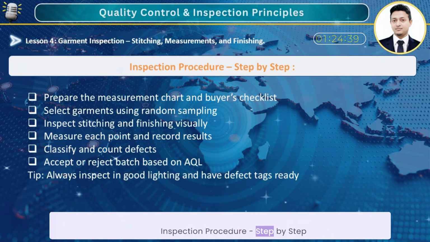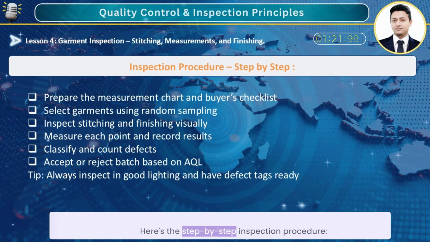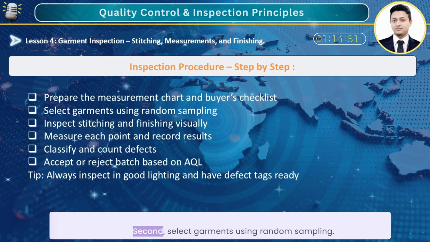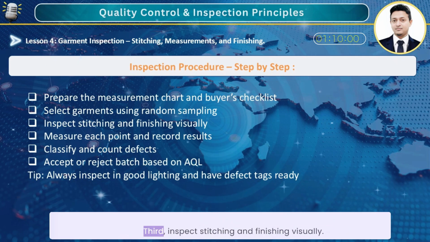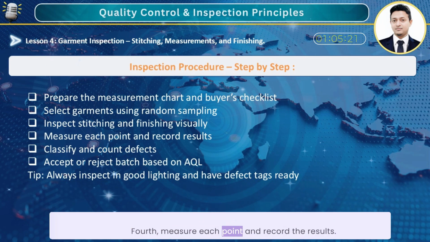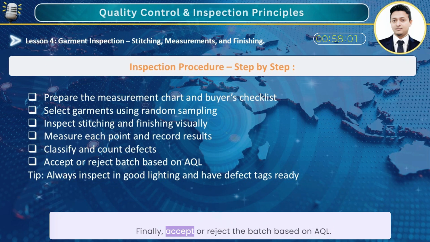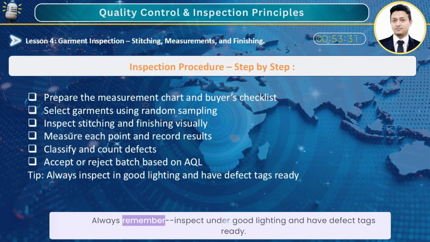Inspection procedure, step by step. Here's the step-by-step inspection procedure. First, prepare the measurement chart and buyer's checklist. Second, select garments using random sampling. Third, inspect stitching and finishing visually. Fourth, measure each point and record the results. Fifth, classify and count the defects. Finally, accept or reject the batch based on AQL. Always remember, inspect under good lighting and have defect tags ready.